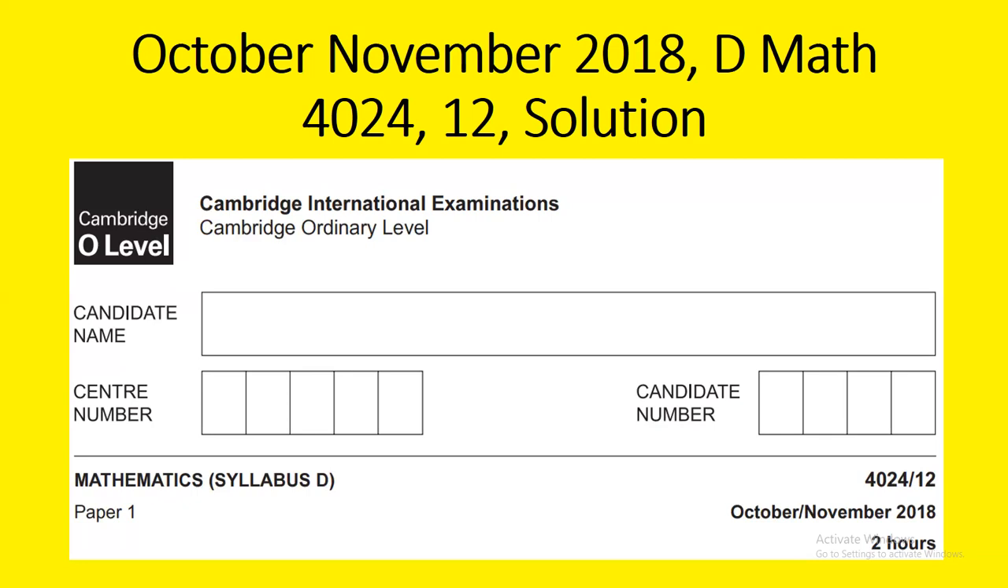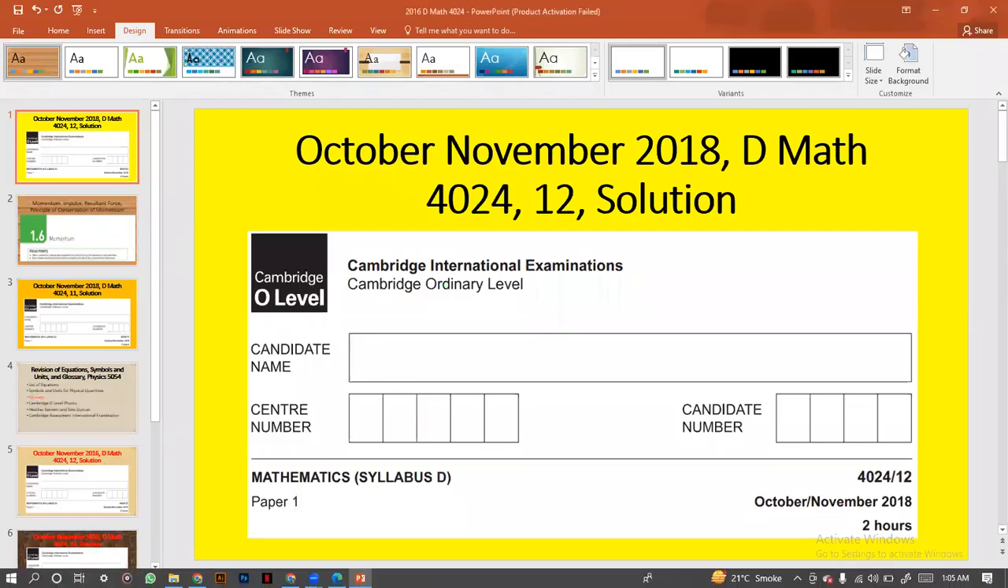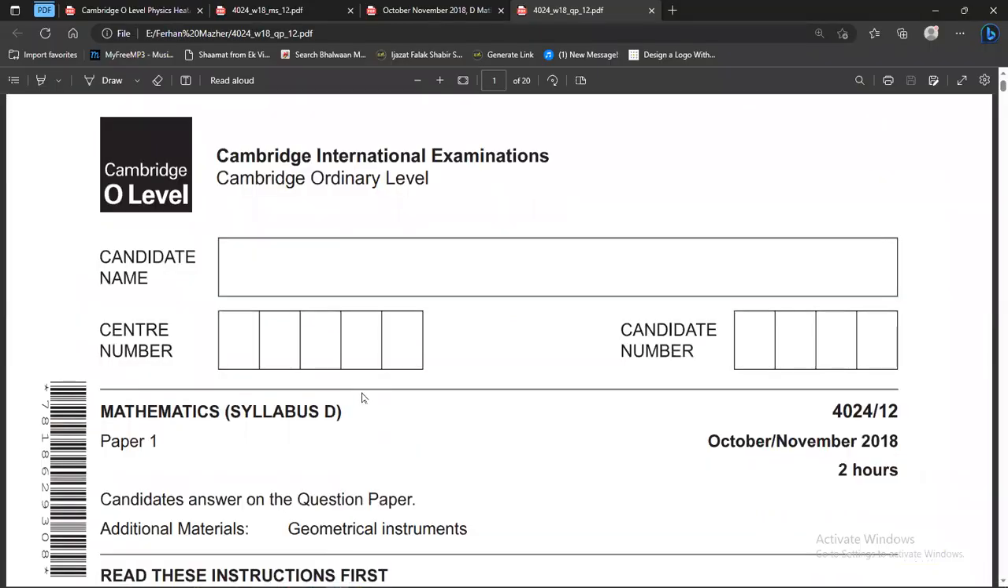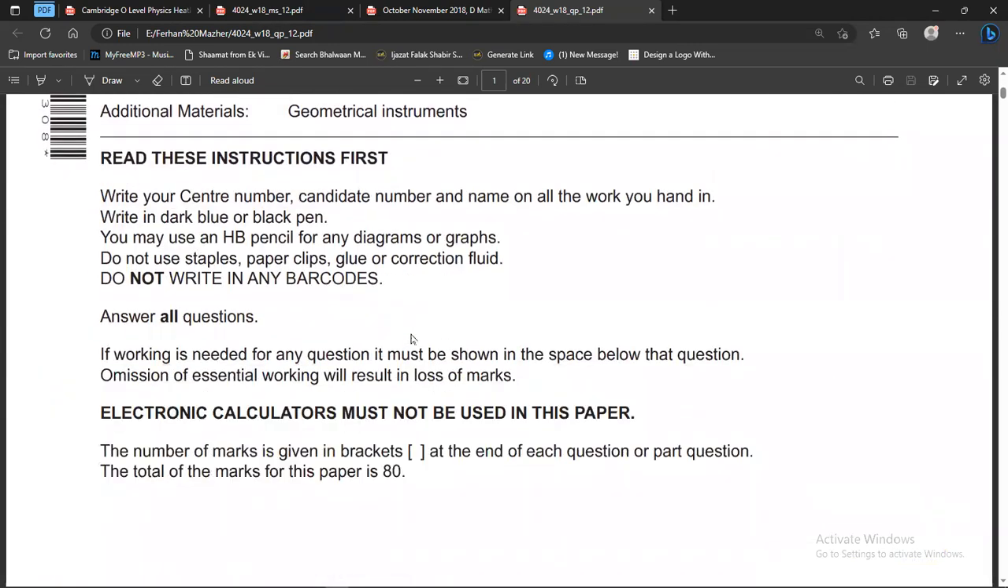In this video I am going to present you the solution of this paper. The time allowed for this paper is 2 hours, and the calculator is not allowed in this paper. So let's start today's paper. Here on your screen you can see the paper, October-November 2018 Paper 1, Mathematics Syllabus D, Cambridge O Levels Mathematics.